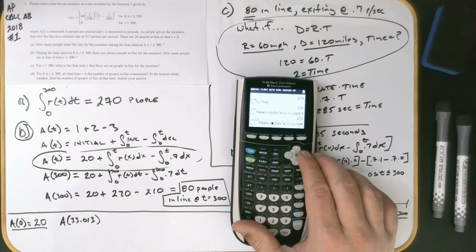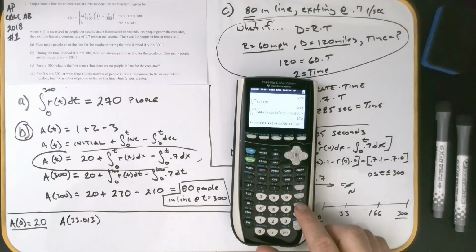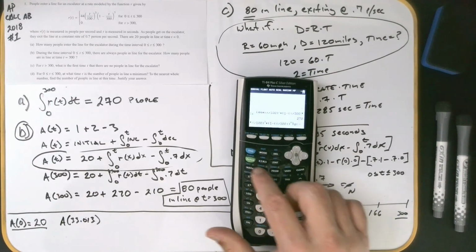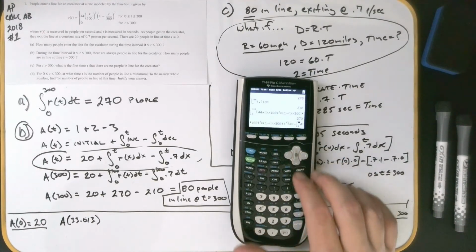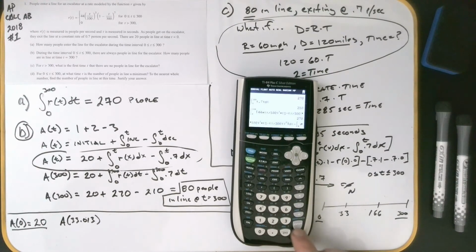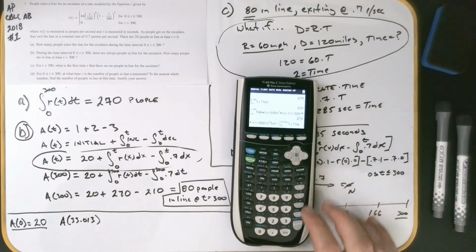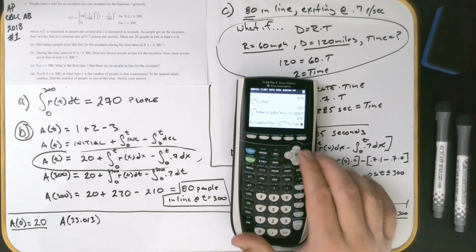I have that there, and then I'm going to subtract. I will get that value right there, and in the same line of data here, I know that I'm going to wind up subtracting the integral from 0 again to 33.013, and the function there is just 0.7, and there is x, my variable of integration.